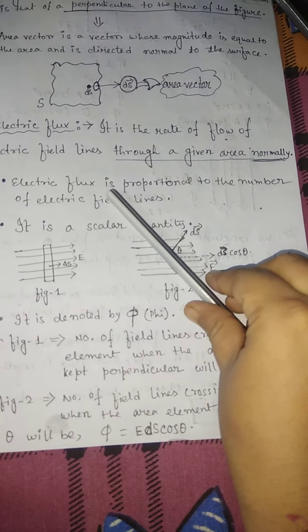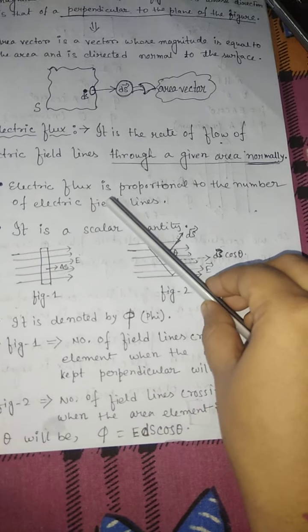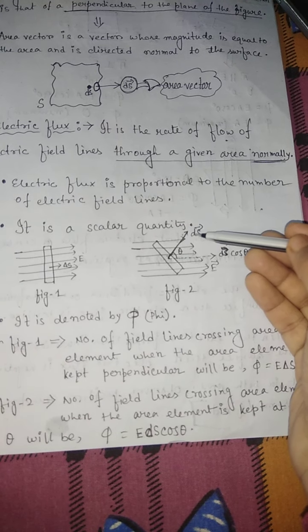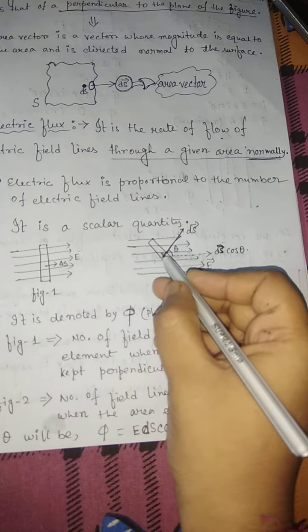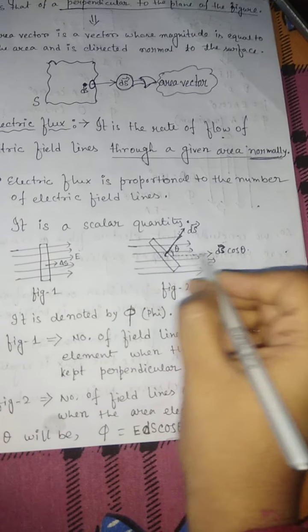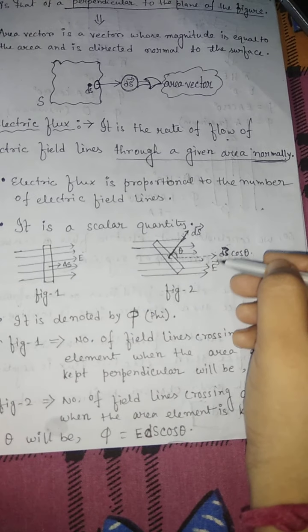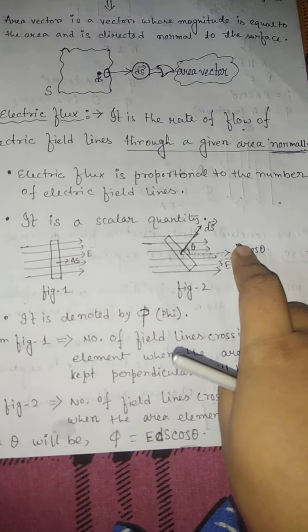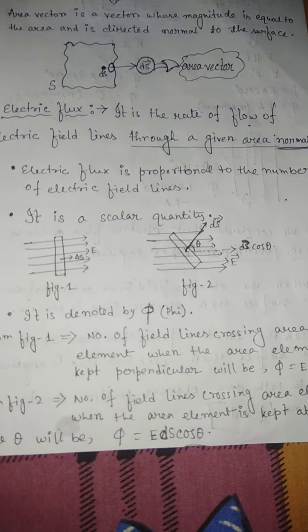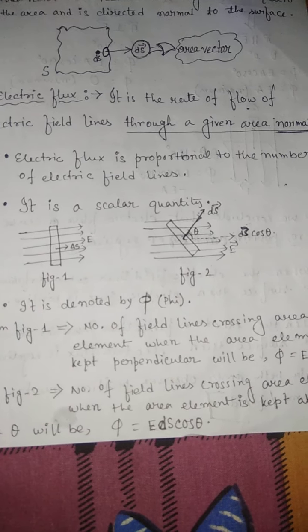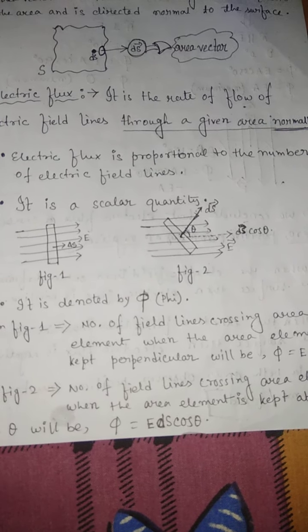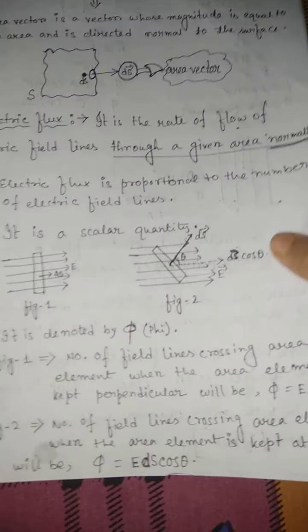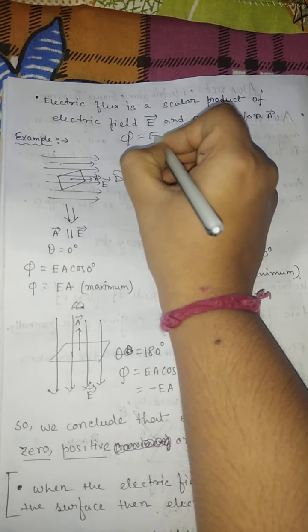When this type of problem comes, we resolve the area vector into two components. One is ds cos theta, because this is the base, and the other is ds sin theta. So phi equals E into ds cos theta. Cos theta means the dot product. We have two types of product, dot product and cross product. So we can say that electric flux is the dot product of the electric field vector and the area vector. So phi equals E dot A.